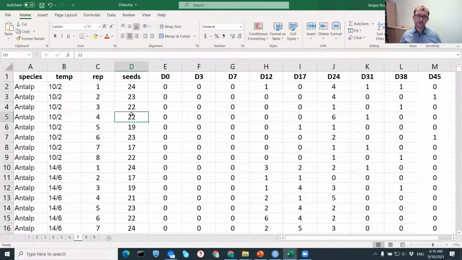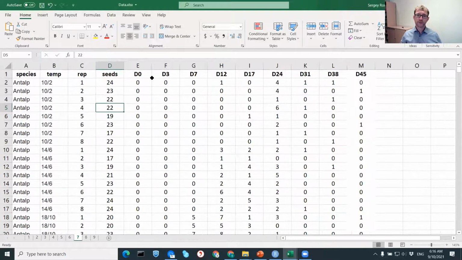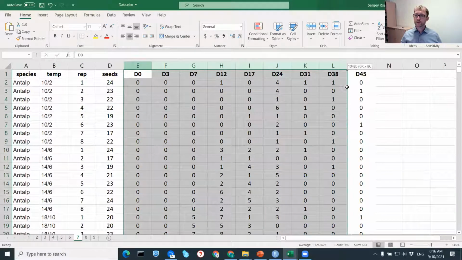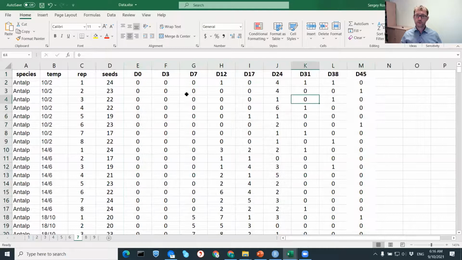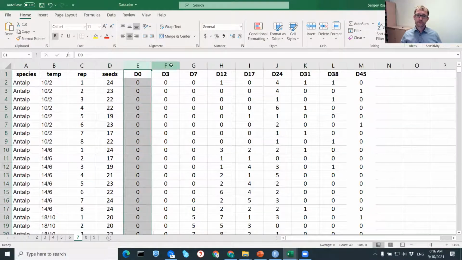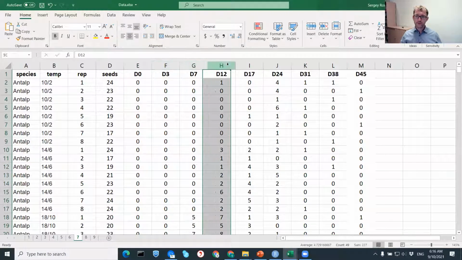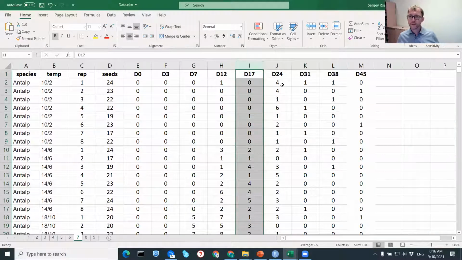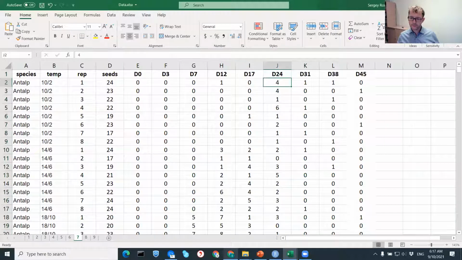I think you did this exercise with Terry this morning, and many of you know how seed germination data usually looks like. So this is the number of counted seeds, of sown seeds. Then we have also different counting times, and I count the number of germinated seeds.